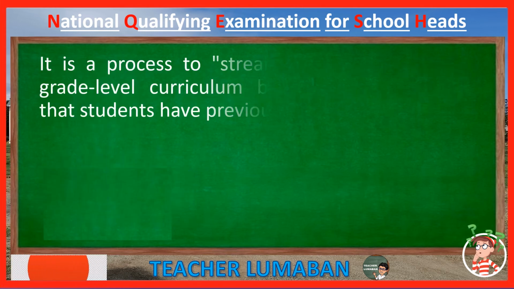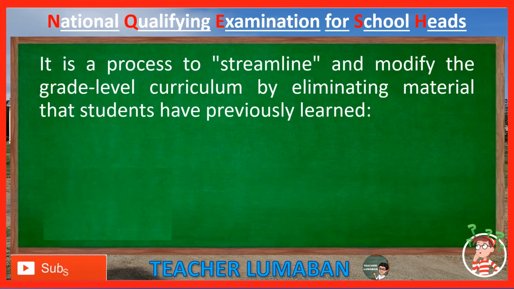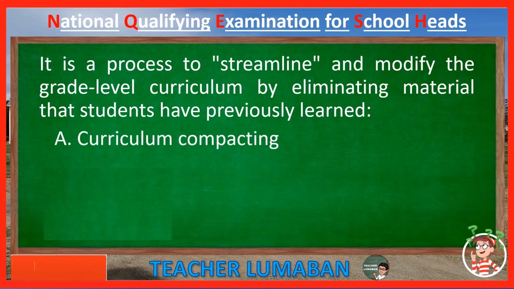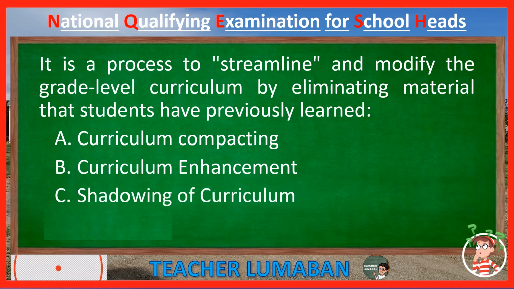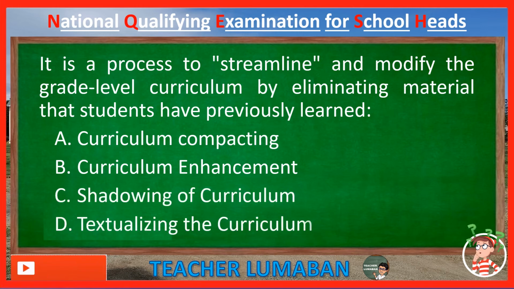It is a process to streamline and modify the grade level curriculum by eliminating material that students have previously learned. Letter A, curriculum compacting. Letter B, curriculum enhancement. Letter C, shadowing of curriculum. Letter D, textualizing the curriculum. Choose the suitable answer based on the given choices in 5 seconds.